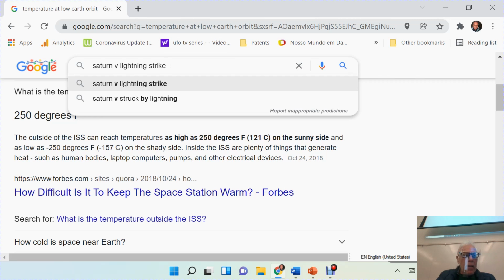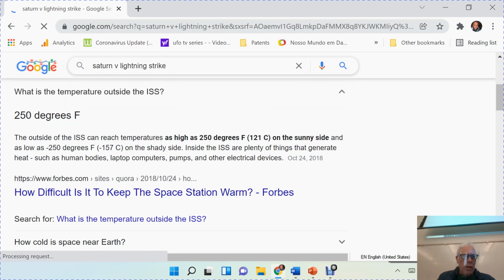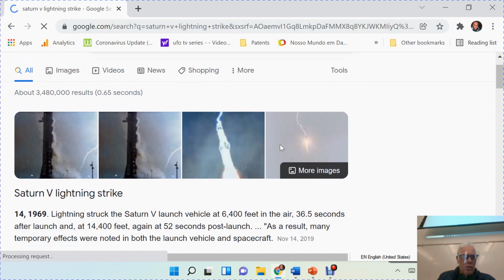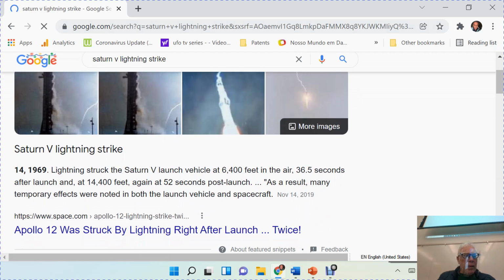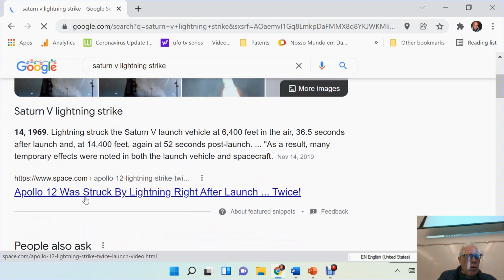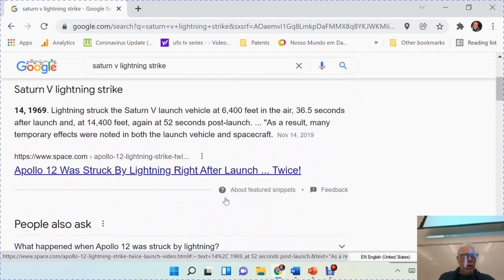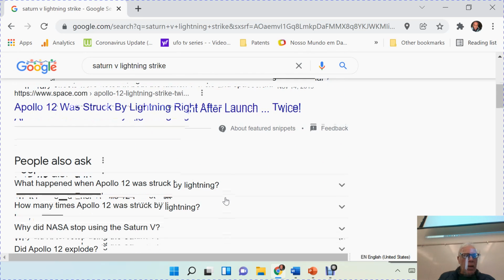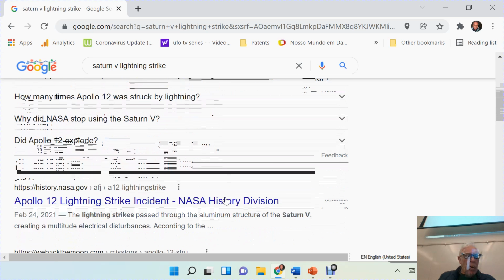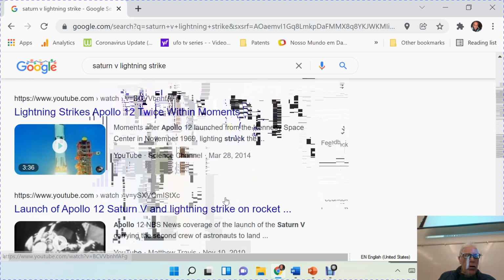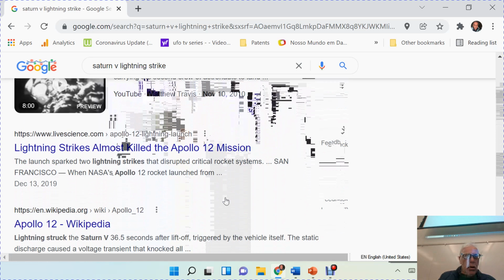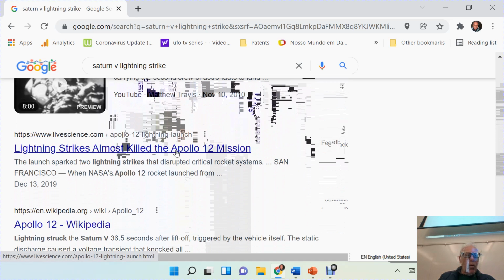Saturn V lightning strike. That was the rocket that took the man to the moon. Okay. Lightning struck the Saturn V 36 seconds after launch. As a result, many temporary effects were noted, but they don't say which. It was Apollo 12, not 13. They say it was struck by lightning twice. But they were able to land on the moon. It almost killed the Apollo 12 mission.